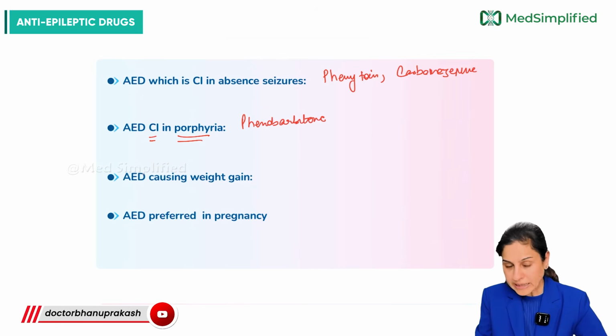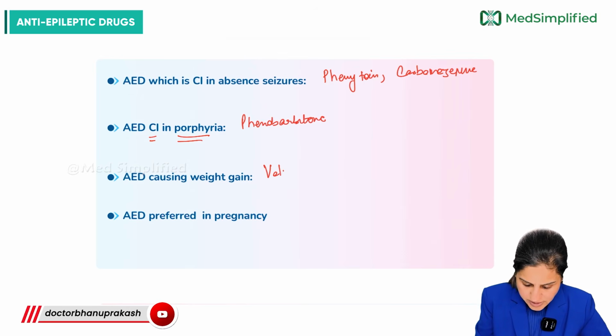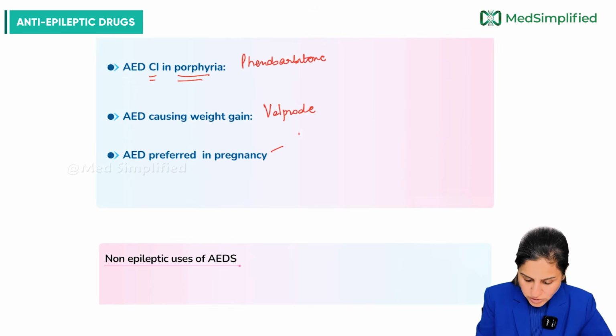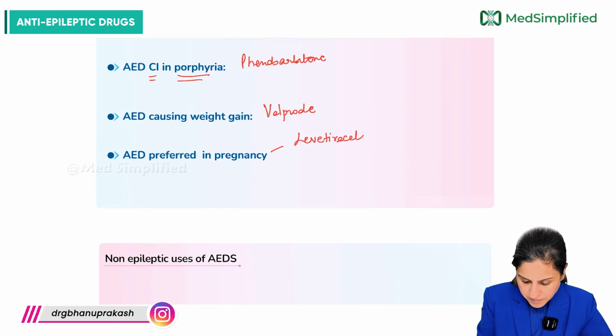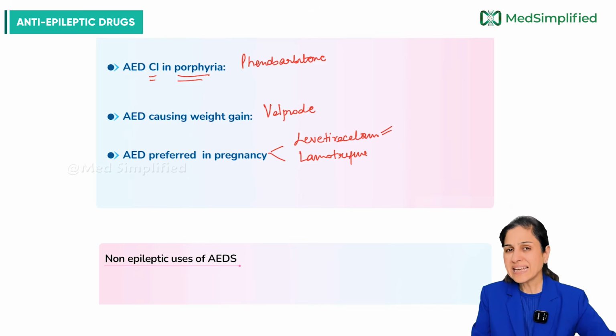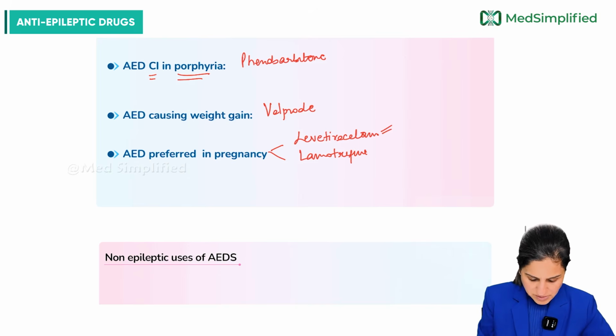Anti-epileptic causing weight gain: we just now did valproate, which is associated with weight gain. Anti-epileptic drug preferred in pregnancy. So, we have two drugs. One is levetiracetam and the other is lamotrigine. We first prefer levetiracetam and then lamotrigine. They have the least toxic effects on the fetus.